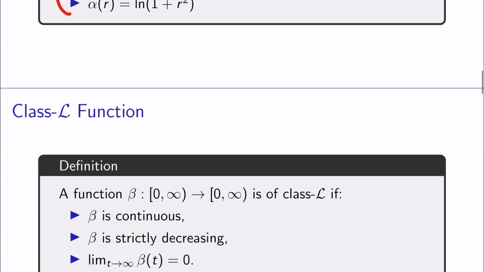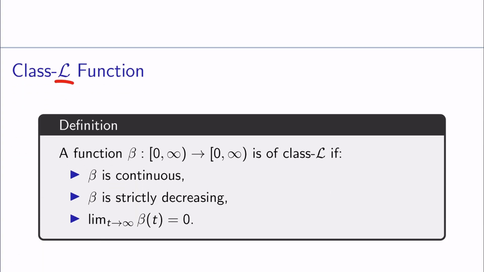All right. So class L functions. This is a function beta. It needs to be continuous, of course. It needs to be continuous from R positive to R positive, and it is of class L if it is strictly decreasing, and as t goes to infinity, this goes to 0.